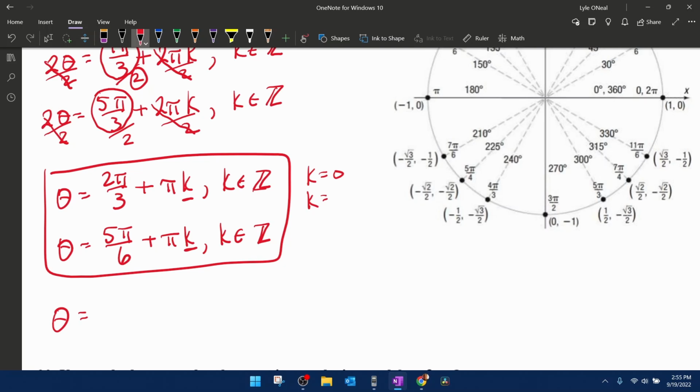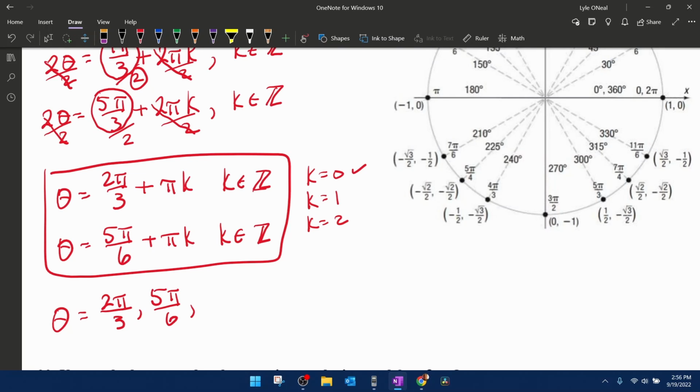And then we're simply going to increment k until we get the 6 answers we need. So 0, 1, and I think 2 will be the last time through. If k is 0, 0 times anything is 0, which will eliminate these pieces. And so my first 2 solutions would be 2 pi over 3 and 5 pi over 6. And that takes care of k is 0.